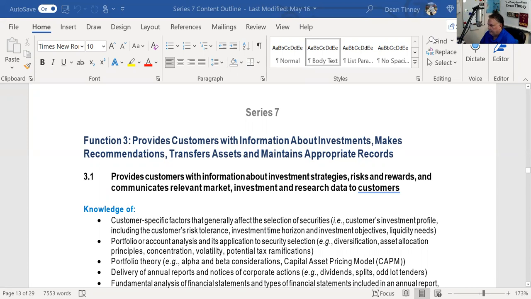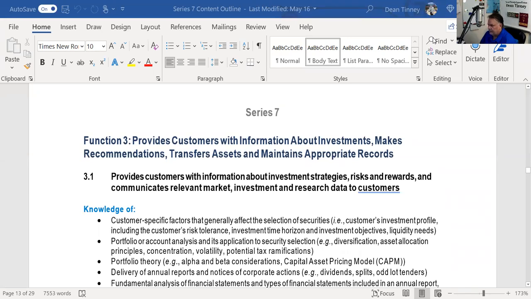This is Dean Tenney. We've been working our way through an explication of the FINRA Series 7 content outline. We're currently in function 3. We haven't been doing this in order. As you can see here, this is 3.1. I will put in the playlist in order. There's a separate playlist for the explication of the Series 7 FINRA content outline.